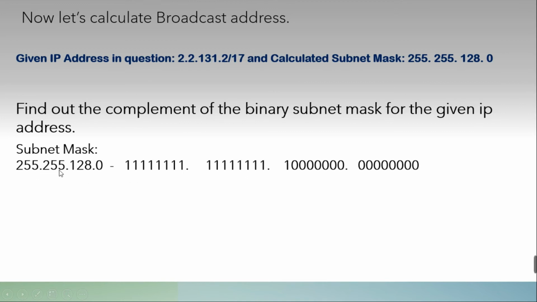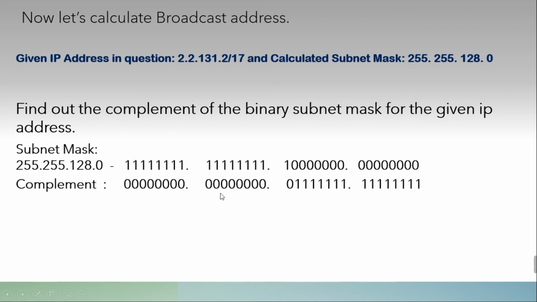255.255.128.0. So the binary representation looks like this. Alright, so this is the binary representation for our actual subnet mask. Now we have to find out the complement for this subnet mask. So the complement for this subnet mask will look like this one. So complement means just changing ones into zeros and zeros into ones. Alright, so this is how we can do the complement, and the complement looks like this.